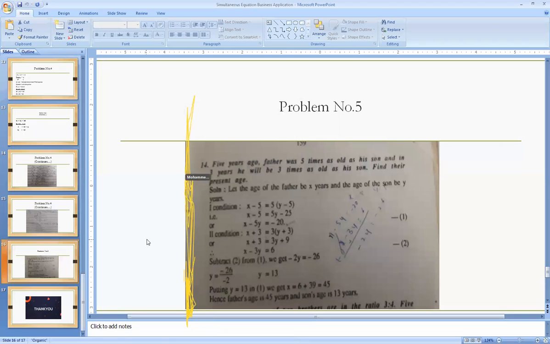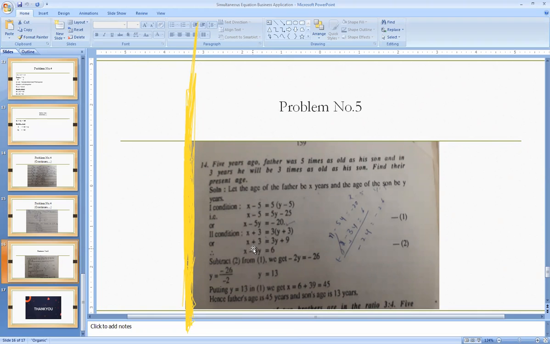And again, after 3 years, they have given how much the father's age will be. If you assume after 3 years, how should we write it? The father will be x plus 3 and the son will become y plus 3. So the age of the father after 3 years, x plus 3, equals the son's age multiplied 3 times, (y plus 3) into 3.